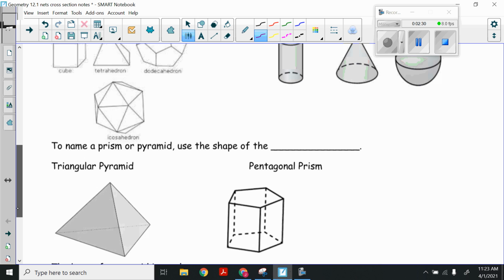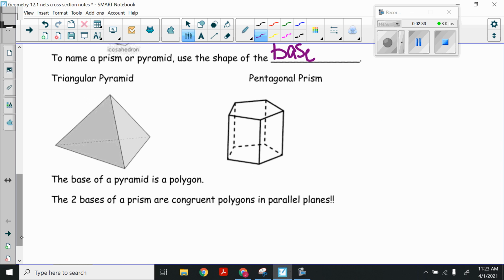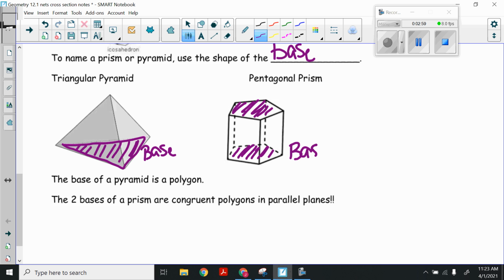To name a prism or a pyramid, use the shape of the base. So a triangular pyramid, this is our base, right here. We see it's a triangle. A pentagonal prism has two bases, one on top, one on bottom. So those are the bases, and they are pentagons. That's why it's called a pentagonal prism. The two bases of a prism are congruent polygons in parallel planes. So my bases will always be parallel to each other. They will never touch one another.